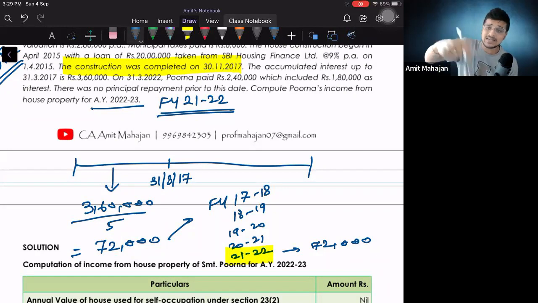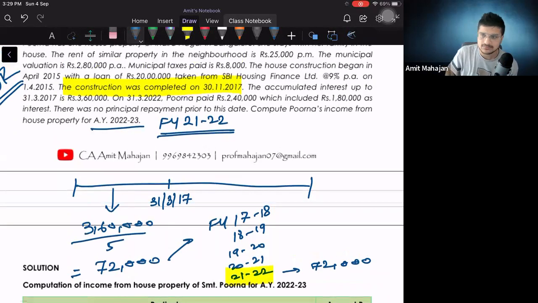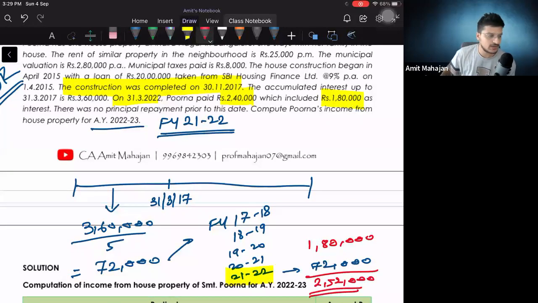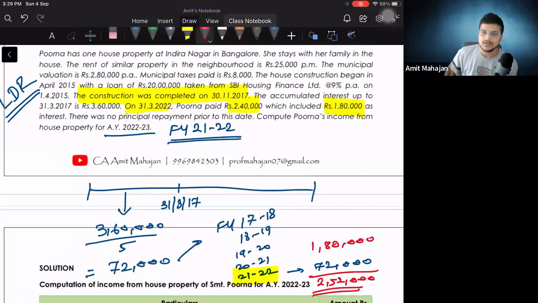72,000 of pre-construction. But can I say there is some post-construction interest for this year as well? Have they given anything regarding that? Paid 2,40,000, which included 1,80,000 of interest. Meaning, can I say 1,80,000 of post-construction interest and 72,000 of pre-construction interest? I will get a figure of 2,52,000. This 2,52,000 is the loss. How much deduction will I get? It will be restricted to 2 lakh rupees. Why? Because it is self-occupied.